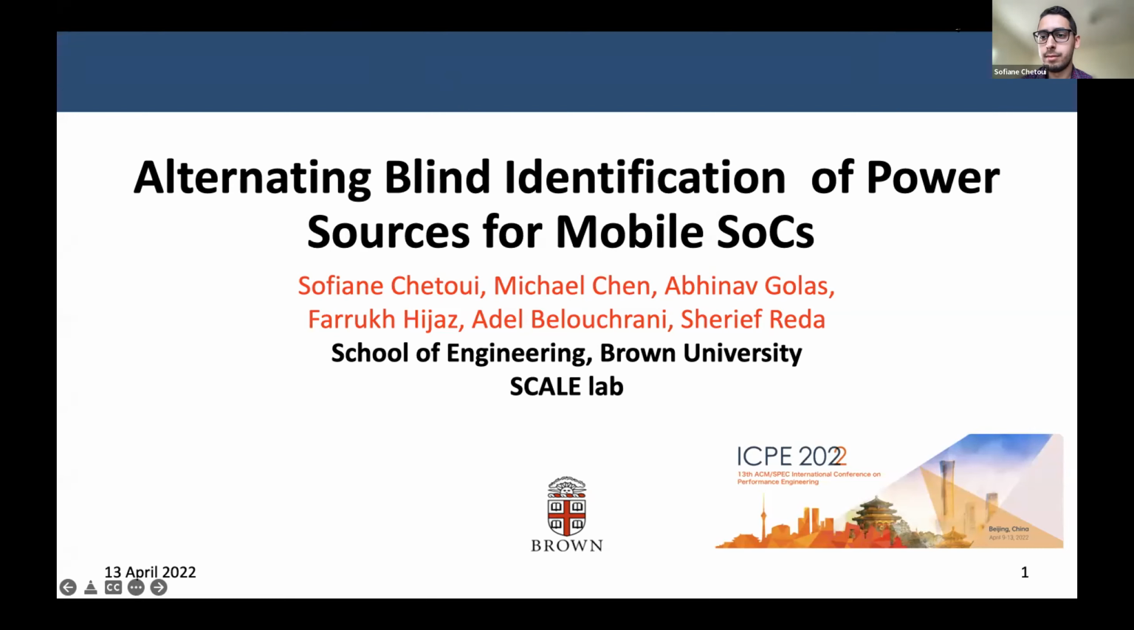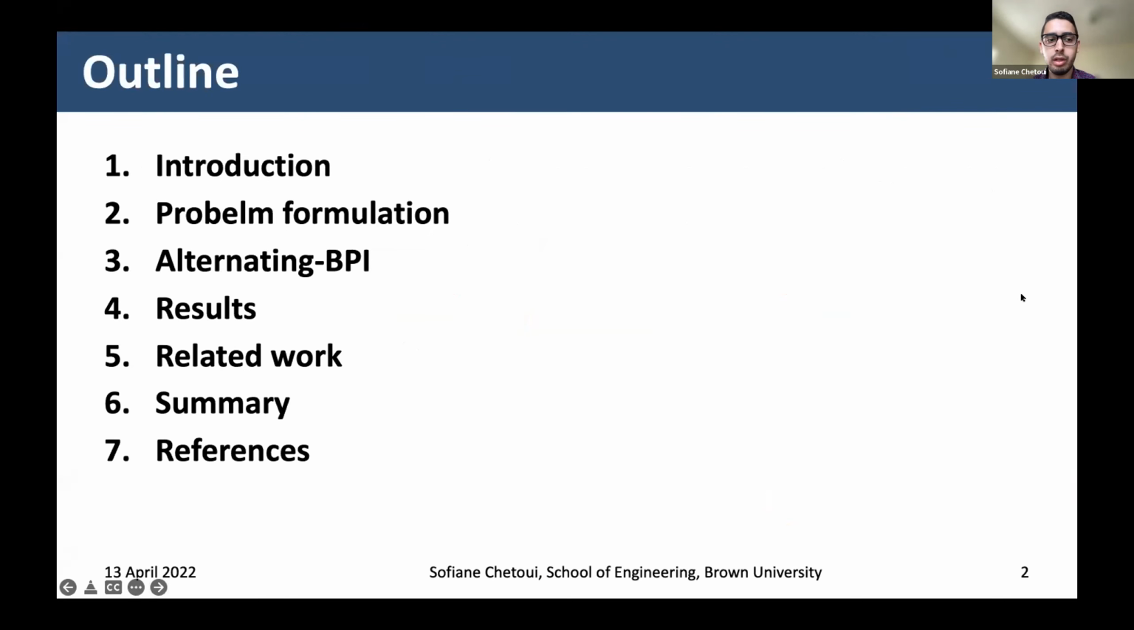Hello? Yeah, I can hear you. Okay, sounds good. Hi, my name is Sophia Chattoyi. I'm a 5th-year PhD candidate at Brown University. Today I will be presenting on the alternating blind identification of power sources for mobile SoCs. We will start with the introduction, then get to the problem formulation. Then I will introduce the alternating BPI. Afterwards, I'm going to show you the results. And if we have enough time, we'll discuss the related work. Then we'll get to the summary.